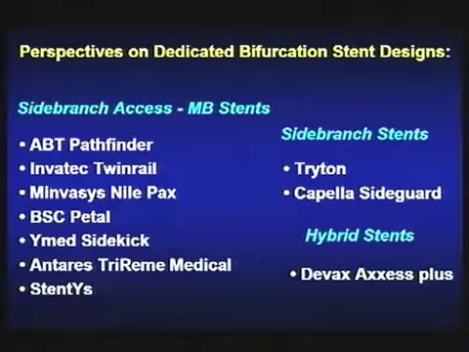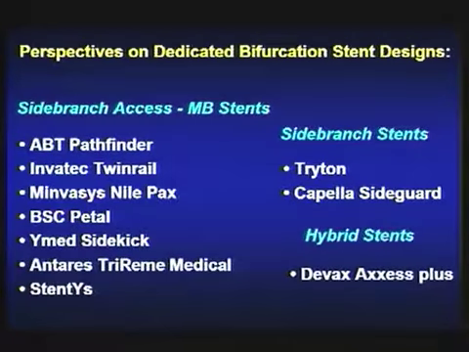Now, at the same time, there is a lot of work being done in the dedicated bifurcation stent design, which are shown here, which are basically 3 main groups. One is that you put a stent in the main branch, but then there is a side branch access. ABT Pathfinder with the Frontier has been done with the bare metal. Then Invatec Twin Rail, Minivice, then BSC Petal, which is actually the first in man work done earlier. Yomed Sidekick, Enteras Triremi, and Stentis. These are the stents put in the main vessel, and then they have access to the side branch, and you can deploy the stent.